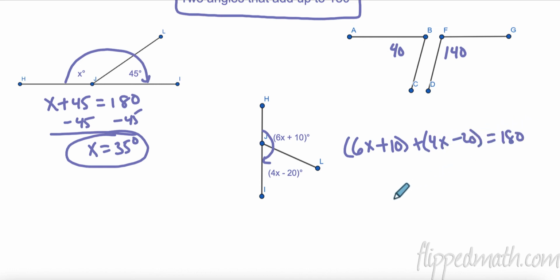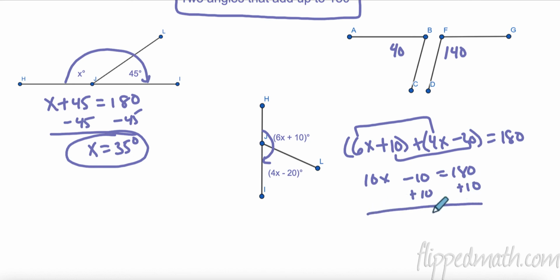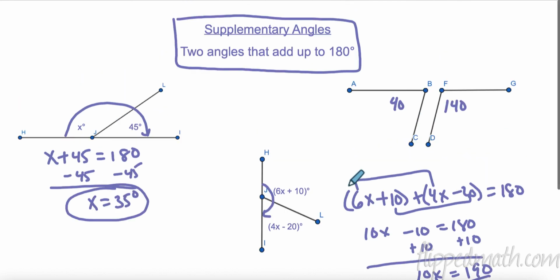They are supplementary. So let's combine some terms. We have 10x minus 10 equals 180. Add 10 to both sides. 10x equals 190. Divide by 10, and we get x is 19. Okay? So, supplementary and complementary.